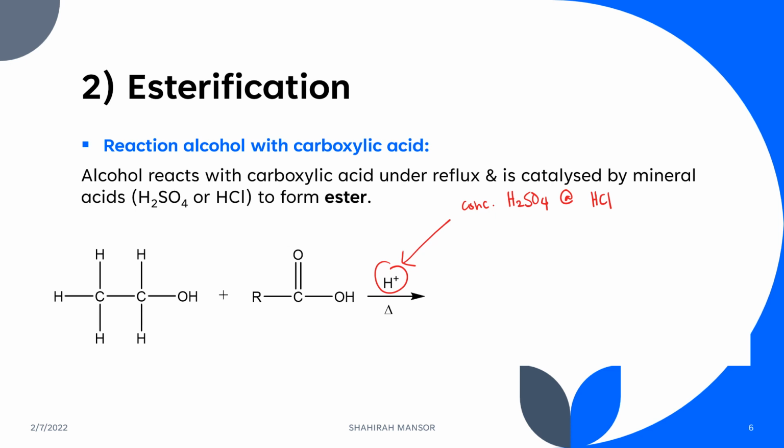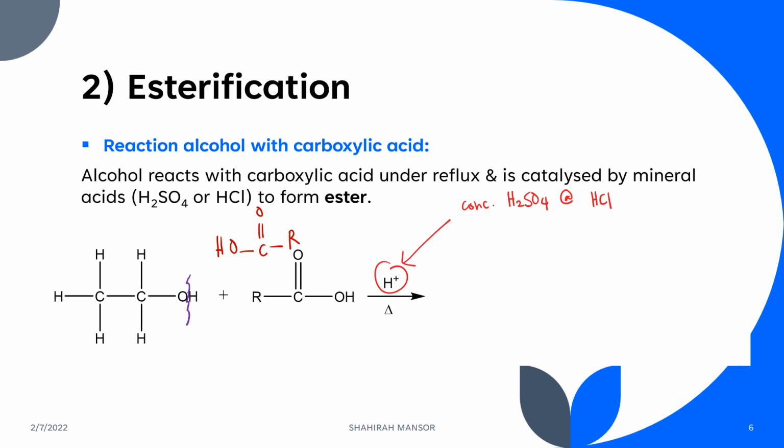Now macam mana nak tulis or nak predict ester product tersebut adalah, kena ingat dalam alkohol kita akan pecahkan bonding antara O dan juga H. Dan di dalam carboxylic acid untuk memudahkan awak untuk combine the product, kita lukis bentuk carboxylic acid itu menghadap alkohol macam ni.